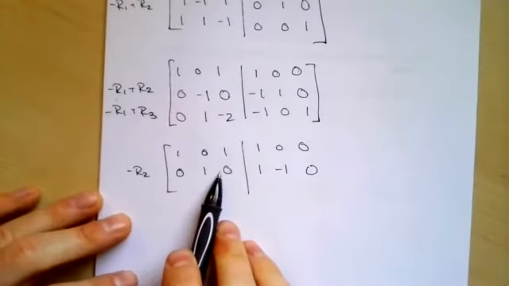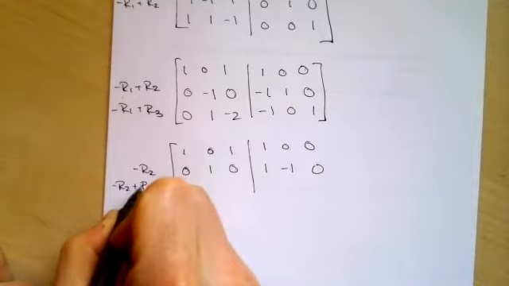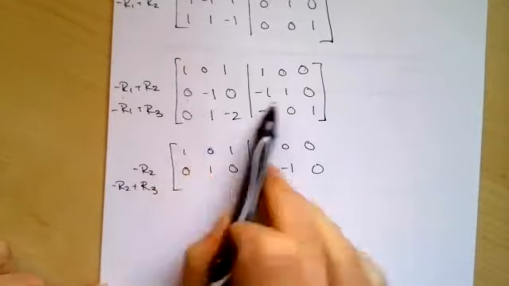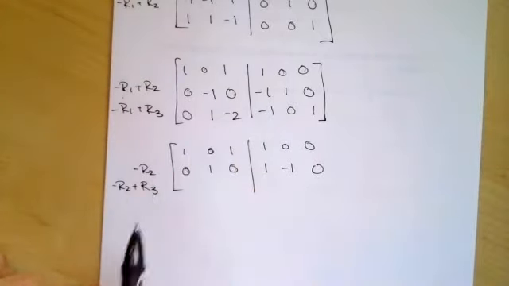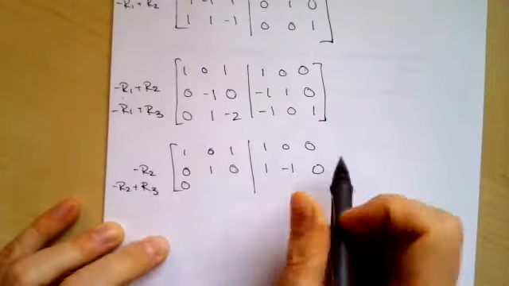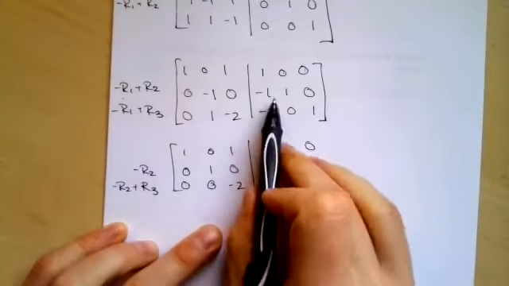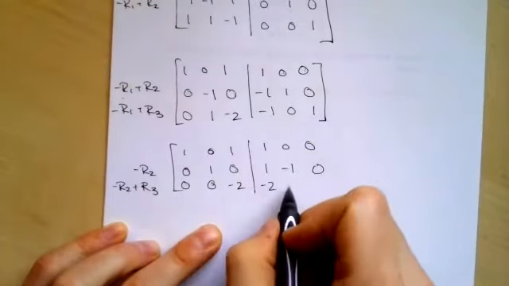So now row 2 is nice. Let's go ahead and finish off row 3 and then do minus row 2 plus row 3. Or we could do row 2 plus row 3 and then do the minus. Whichever order you like, just be careful with the arithmetic. So we will have a 0 here, a minus 2 here, and then we're just adding these two.